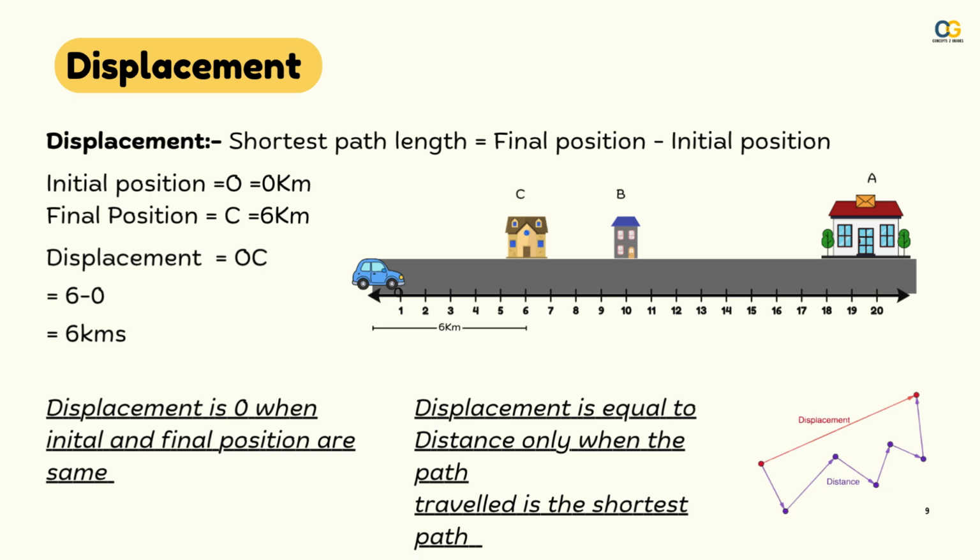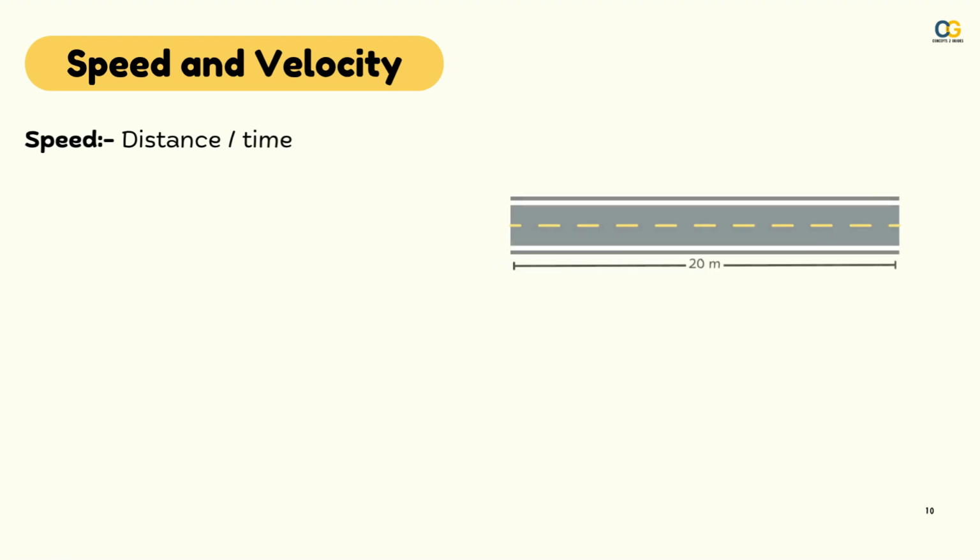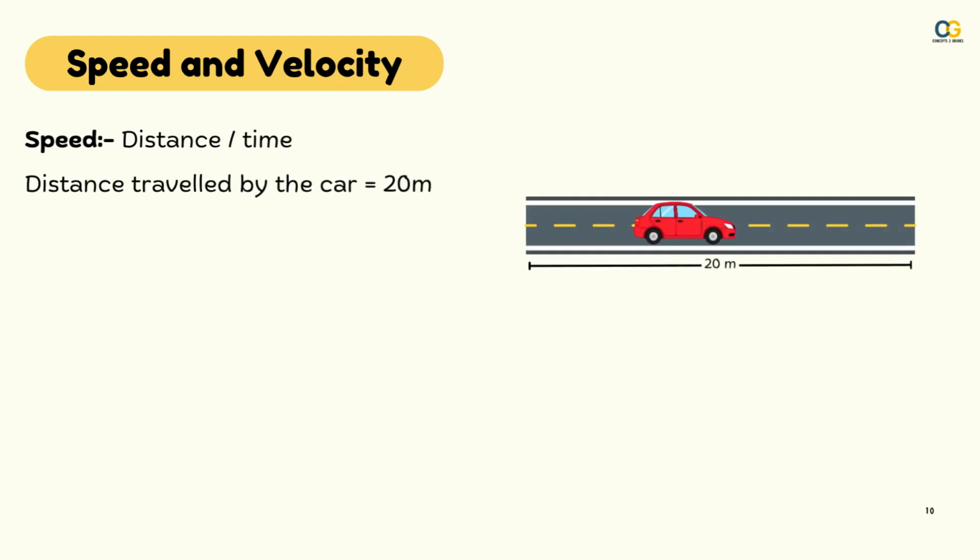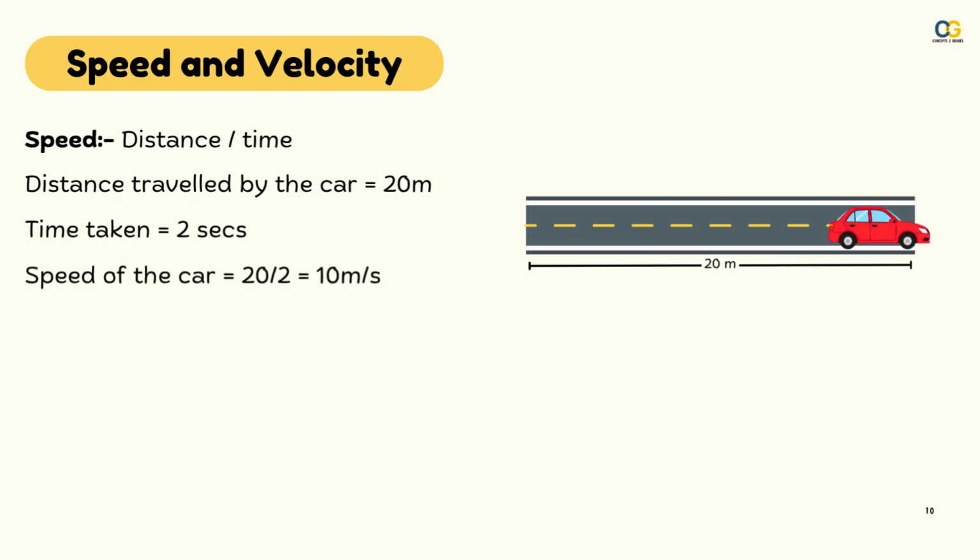Now let us go deeper and see how these two vary with respect to time, which gives us speed and velocity. Speed, as we have learned in our earlier classes, is nothing but distance by time. So if a car is traveling on a straight road for 20 meters and it takes 2 seconds to travel this 20 meters, the speed of the car is given by distance by time, which is 20 by 2, which is equal to 10 meters per second.